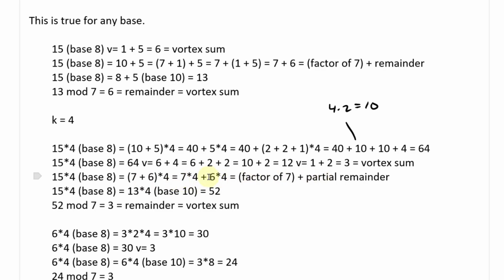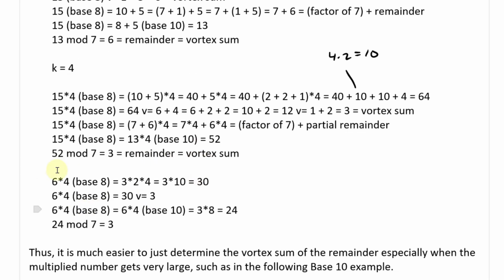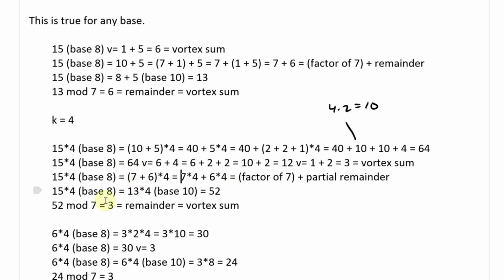So what we have, that's a 6 times 4. So in other words, 15 times 4, we'll deal with the partial remainder inside here. That's just the next part. But now if we want to write this in base 10, so 15 times 4 base 8 equals 2, well, you can just add these up.